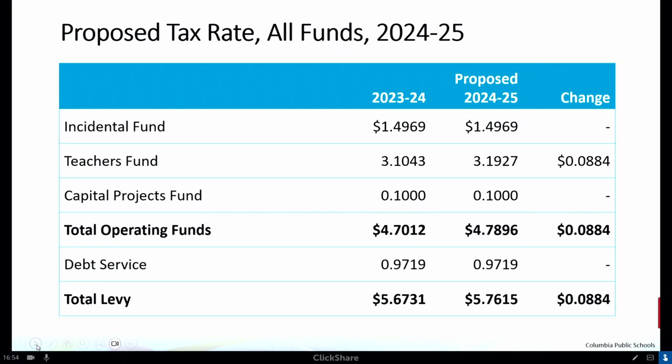We'll keep capital projects the same at 0.1. Again, that's what we have budgeted for that revenue coming into capital projects. And then our total operating fund levy at 0.47896, which is again slightly higher than last year at 0.0884. Keeping our debt service levy again flat at 0.9719 for a total levy recommendation at 5.7615. And again, the only difference there is in our operating fund, and that's only because of the way the calculation works. Again, not above what is authorized by the voters, but there is a little bit of fluctuation when you do the calculation because of the assessed valuation difference.